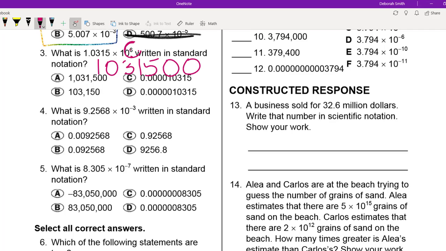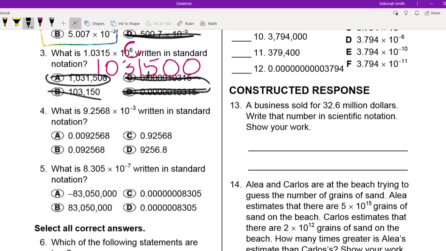So I'm looking for something that matches that. Now I'm not going to pick decimal because my exponent was a positive, so I know it's going to be a big number, not a decimal. So it's one of these two, A or B. Between the two, the one that matches is this one right here. This one did not move its decimal enough.